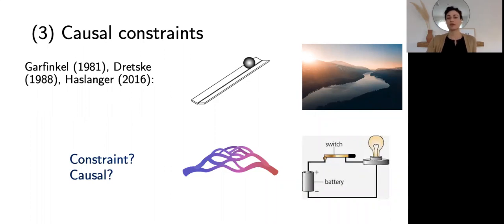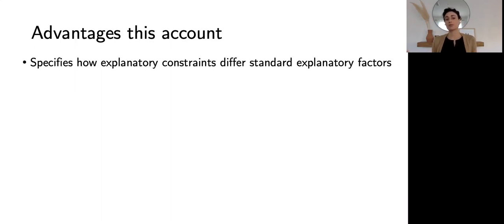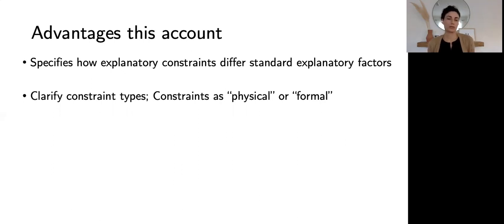So in wrapping things up, it will be helpful for me to specify the main advantages of this analysis of explanatory constraints. A first kind of advantage is that this analysis specifies how explanatory constraints differ from standard run-of-the-mill explanatory factors. And I've done this by appealing to these four main features. A second advantage to this account is that it clarifies different constraint types. And I think we see problems with this in the literature.